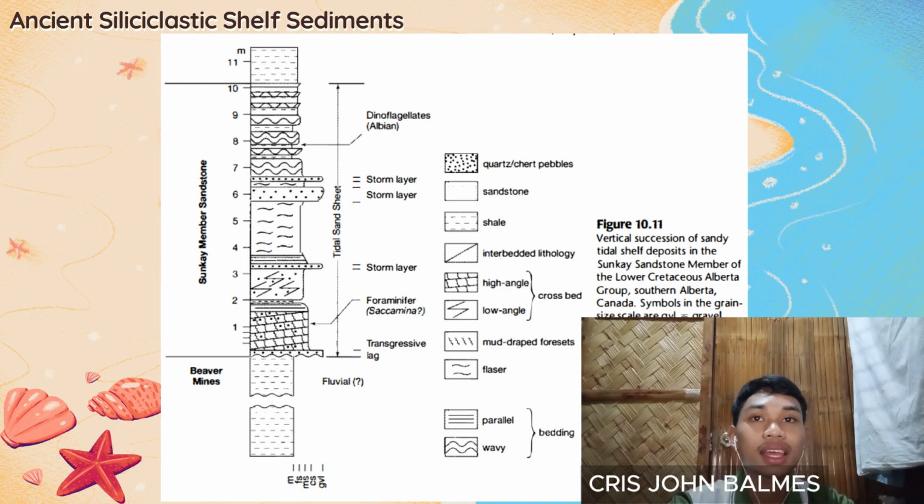And that's it. That is the example of a vertical succession of sandy tidal shelf deposits found in the Sandy member of the Lower Cretaceous Alberta group, Southern Alberta in Canada. Thank you for listening. I hope you learned more, and see you again in our next exploration.